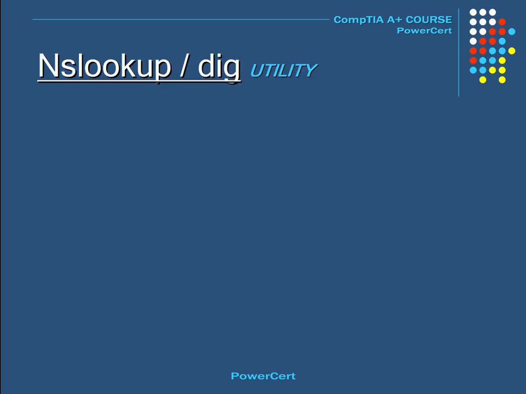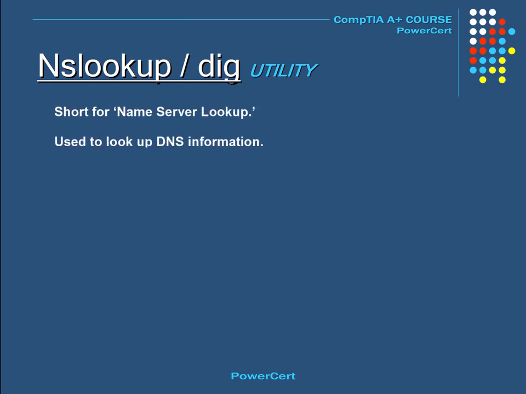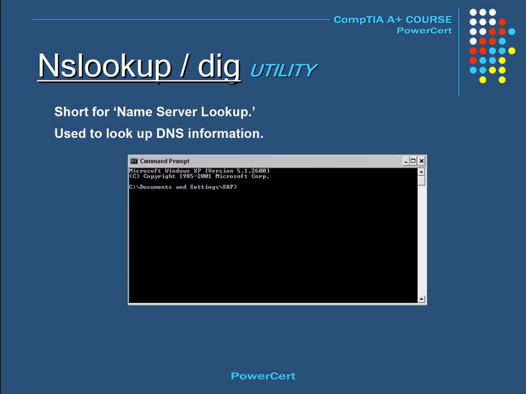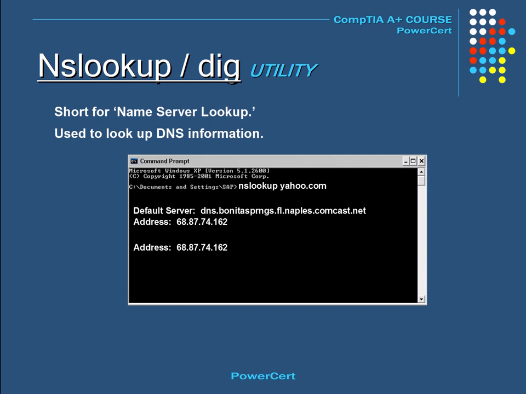And our last utility is called NSLOOKUP. This name is short for Name Server Lookup, and this utility is used to look up DNS information. So for example, at a command prompt, if you type in NSLOOKUP along with a domain name such as yahoo.com, the result will give you the DNS information for the Yahoo domain. And the dig command is the Unix version of NSLOOKUP. It does the same thing.